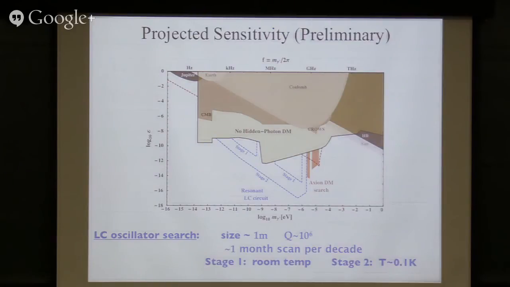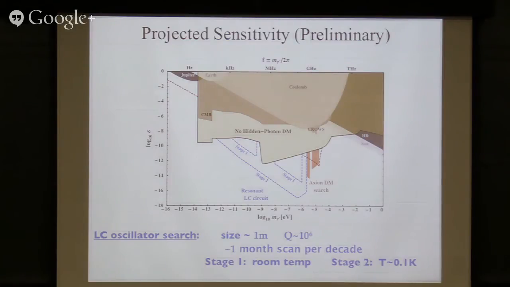So here's the projected sensitivity of where we think we can go. This is again the coupling epsilon on the y-axis and the mass here in eV. There are various bounds. And once again, what you notice is that as the mass goes to zero, all the bounds disappear. For example, if the mass is below about 10^-15 eV or so, the bounds on epsilon are nothing. They don't even exist.